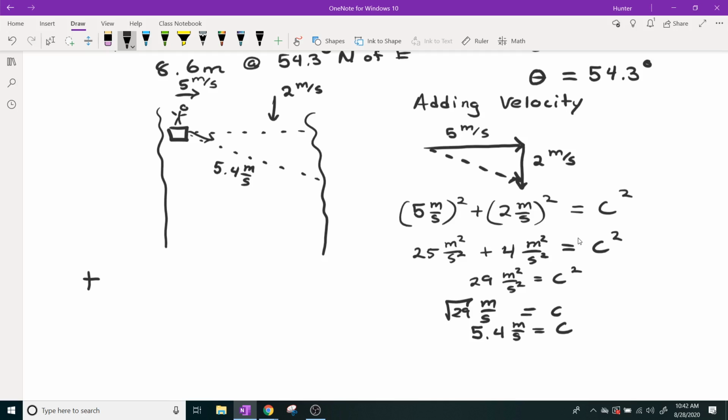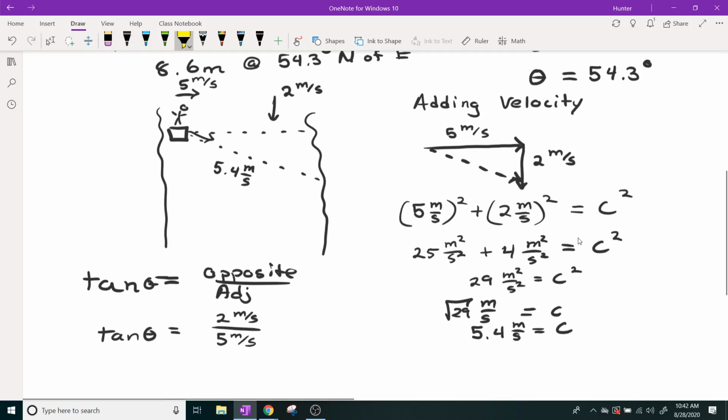This is the TOA of the SOHCAHTOA. So this is the tangent, and it's equal to, of an angle, the opposite over the adjacent. I'll just write ADJ for adjacent. So we don't know the angle, so I'm going to write tangent of theta. The opposite side is 2 meters per second, and the adjacent side is 5 meters per second. And notice that even though these are meters per second, the units are still going to cancel out because it's meters per second on top and meters per second on the bottom.